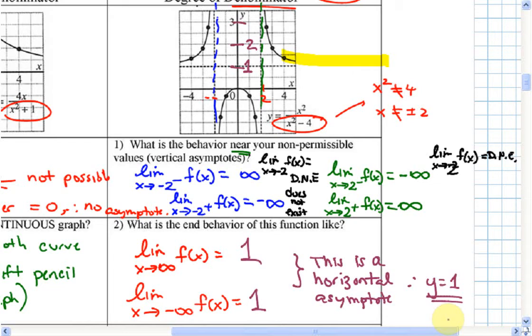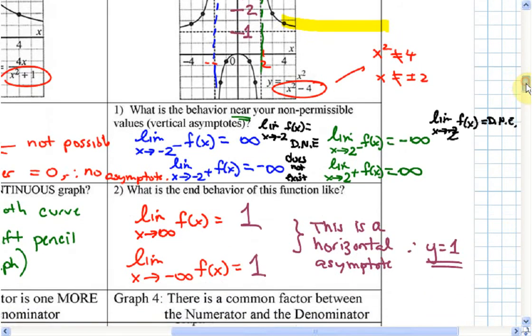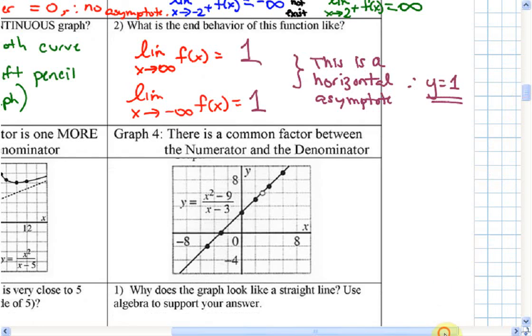And if you weren't scared enough, if you look at graph number 3, we have another type of asymptote. Diagonal ones. Which we don't call diagonal ones, but we'll call something else. And I'll show you that right now.